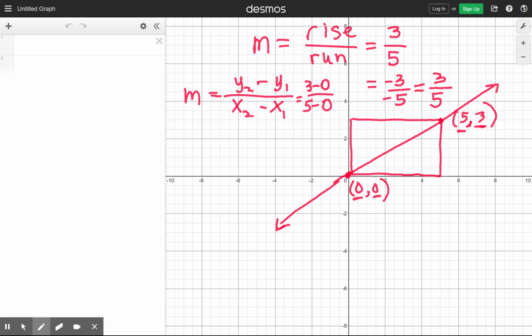But it doesn't matter which ordered pair you start with as long as you're consistent. So you could have also started with this point right here. And you could have said 0 minus 3 over 0 minus 5. And then you would have negative 3 over negative 5, which again is 3/5. The important thing is that you're doing the change in y as the numerator of your slope, and the change in x is the denominator.